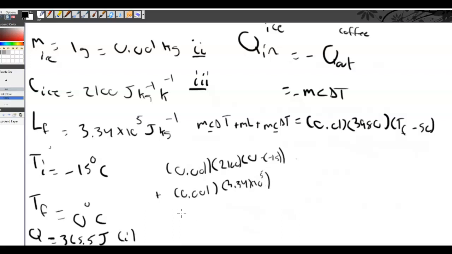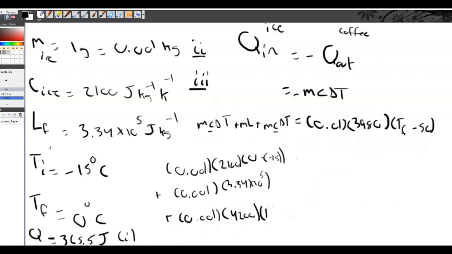Okay, those two stay the same, but now I'm doing this last MC delta T term. So I have 0.001 times the specific heat capacity. Now this is water and not ice, so I have to use 4200. It's not given in the problem, so I'm just going to use 4200, the specific heat capacity of water, times delta T of the water.